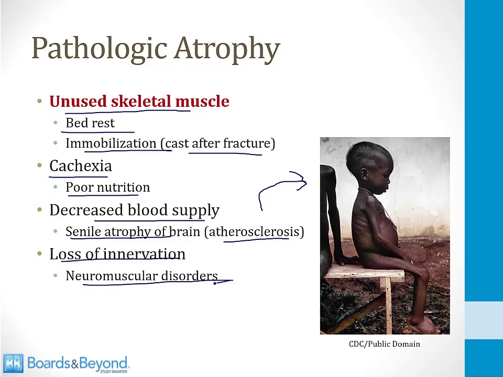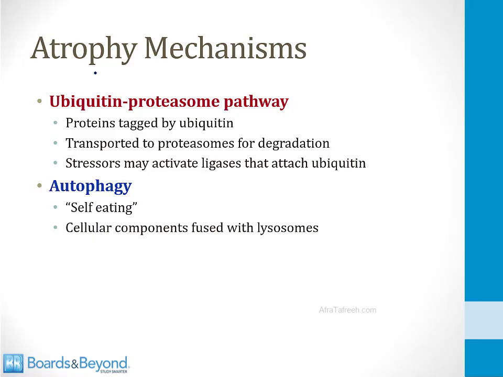This is a big problem for many people with neuromuscular disorders. First of all, they're not using their muscles, and that leads to atrophy, but it's not just that. If the muscle is not properly innervated, it also undergoes atrophy. So let's think about a skeletal muscle cell that's not being used and undergoes atrophy. What is happening on a cellular level that makes that muscle cell shrink?